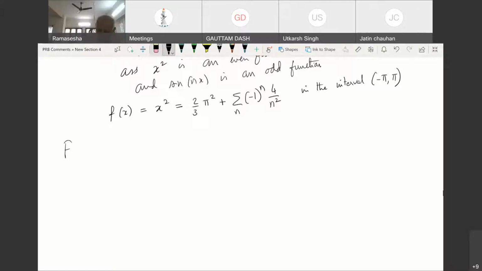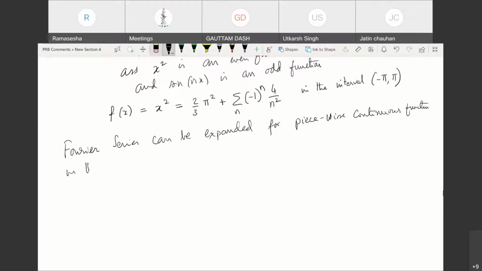Size continuous functions. In the intro, minus 25. For example, let me take the following piecewise function.